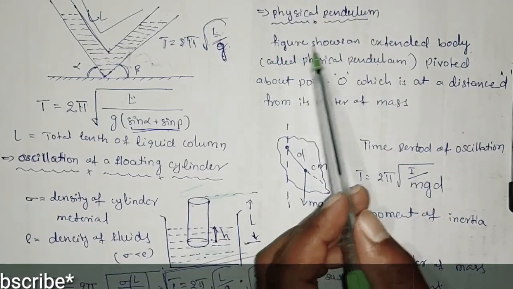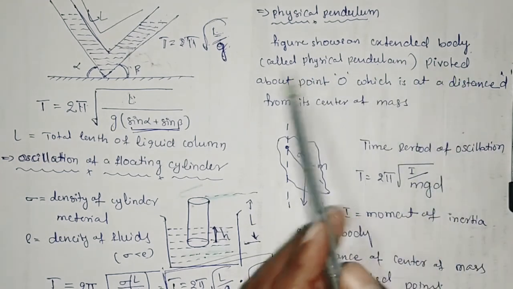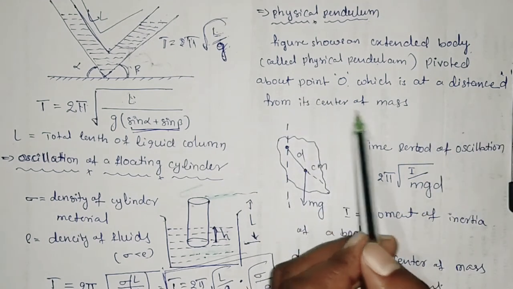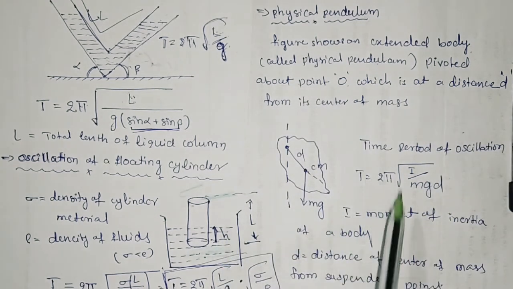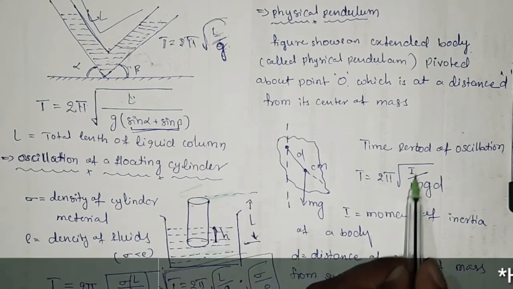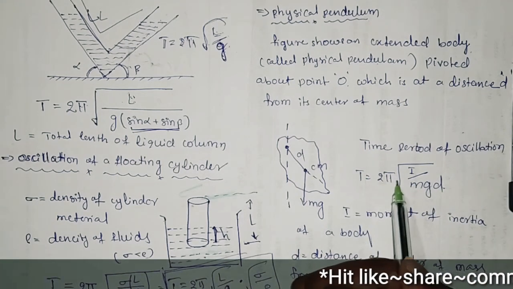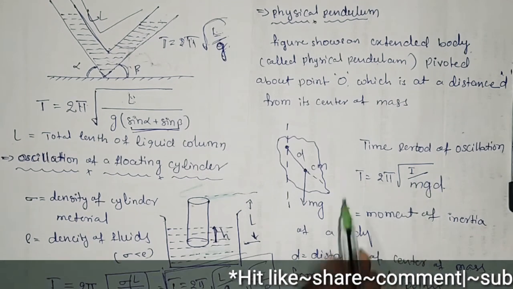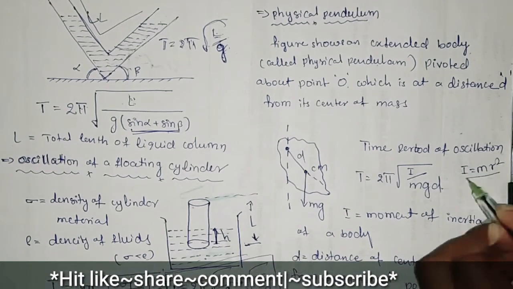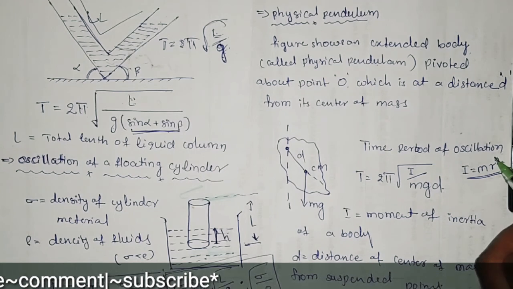Next, the last one, the physical pendulum. The figure shows an extended body called a physical pendulum, pivoted about a point O, which is at a distance d from its center of mass. The time period of the oscillations is T equal to 2 pi under root I by mgd, right? I means moment of inertia, I is equal to m r square, where r is a length.